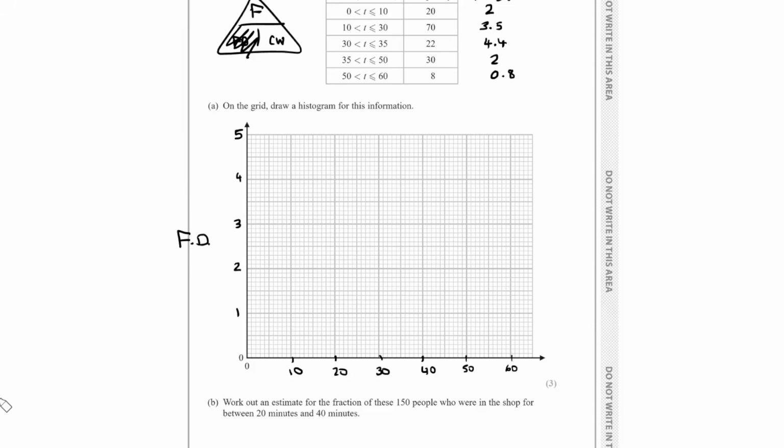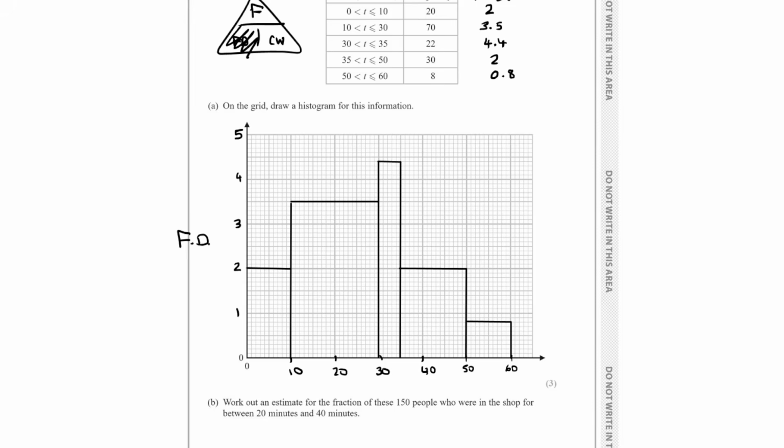Now we can use our ruler to plot the information. So the first one is 10 across and 2 up. And just do effectively similar to a bar chart. Then the second one is 20 across, so from 10 to 30 and 3.5 up. Then from 30 to 35 and 4.4 up. 35 to 50, 2 up, and finally 50 to 60 at 0.8. So there's our histogram.